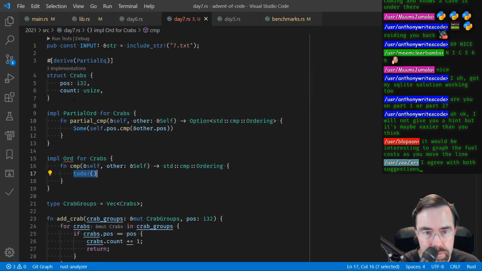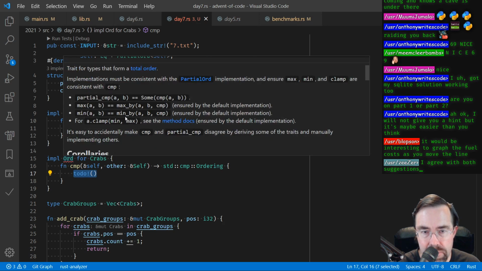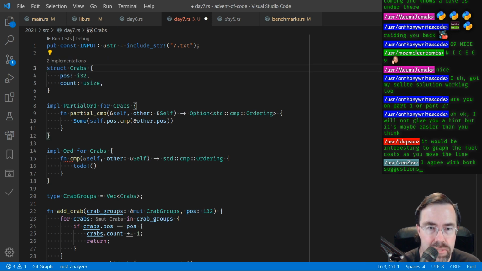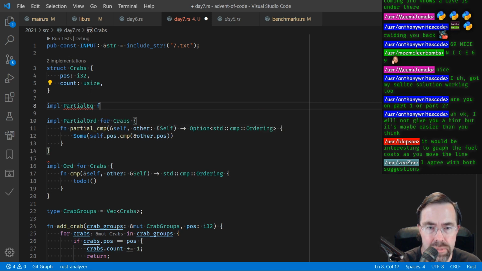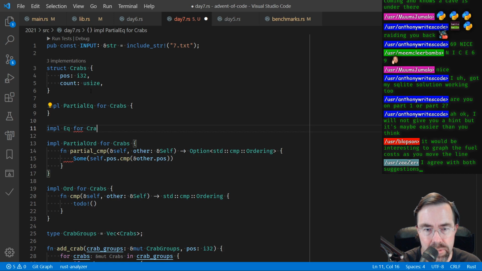Ord requires equal. Does it? I forget, what's the difference? Like a total order. Now why does it require equal? Okay, well, we want to toss out count. It doesn't matter. We just want it to be on position. So really, I think I want to derive all of these: partial equal for crabs and equal for crabs.